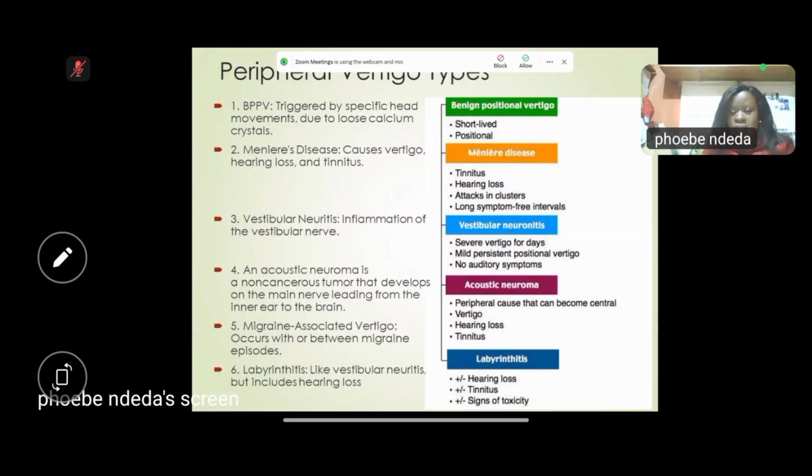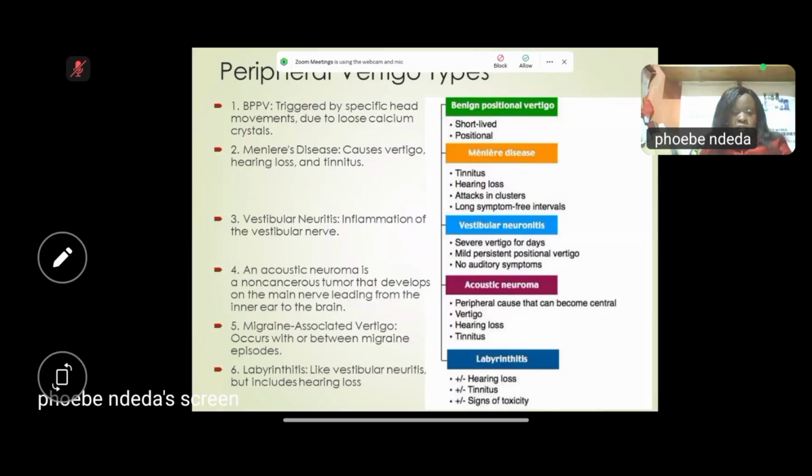So it comes as spinning plus a headache plus something, and maybe plus nausea or vomiting also. That is what we call attacks in clusters. Then this Meniere's disease, as you can see there, has a long symptom-free interval. So it means for a span of time, you can feel as if you don't have any symptoms, but then after some time it comes. So it comes back slowly like that. That is what it means.